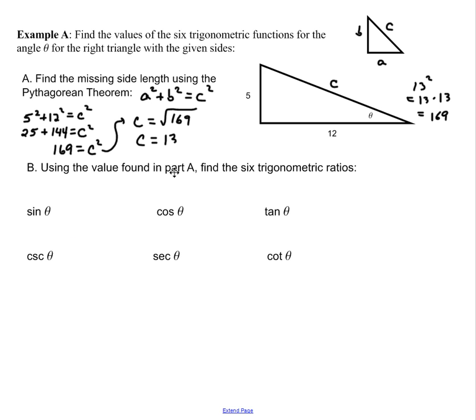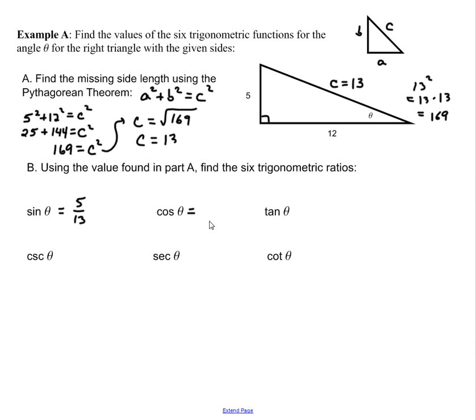Okay, so what does this mean? Since we know that the length of the hypotenuse of this right triangle is 13, how can we find the rest of our ratios? Well, let's work it through. Sine of theta is defined as the opposite side over the hypotenuse. By opposite, we mean the side opposite the angle theta. So our angle theta has opposite of it 5 and has the hypotenuse length of 13. Well, there's our ratio right there.